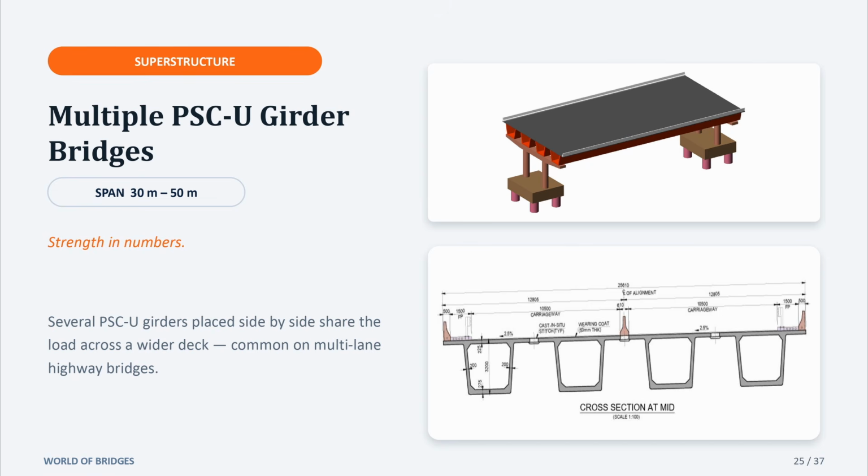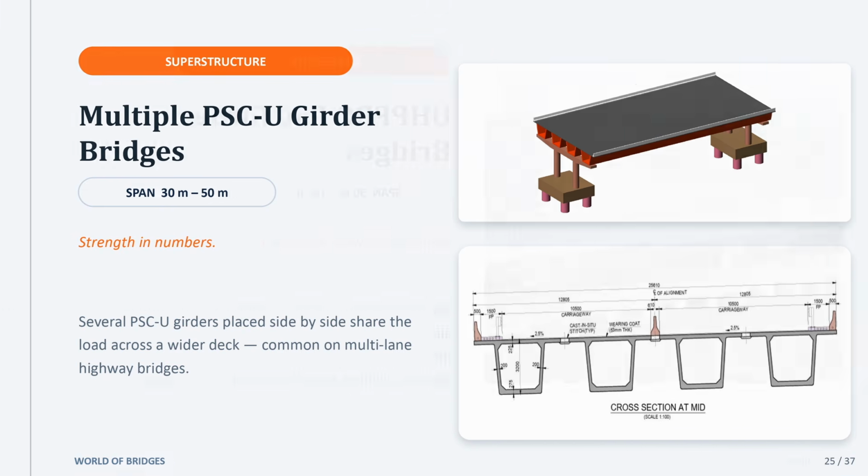The PSC-U girder is the next step up from the PSC-I girder. It has superior torsional rigidity, increased lateral stability during erection, and a reduced transverse span for the deck slab. Multiple PSC-U girder bridges cover the 30 meter to 50 meter span range.